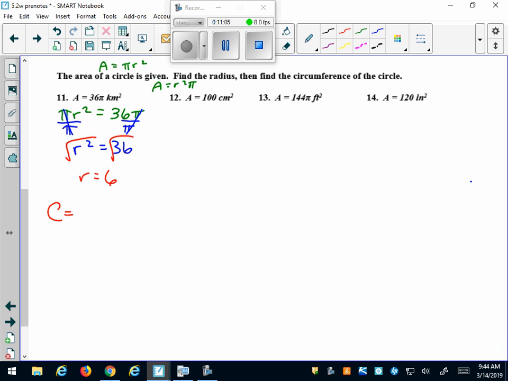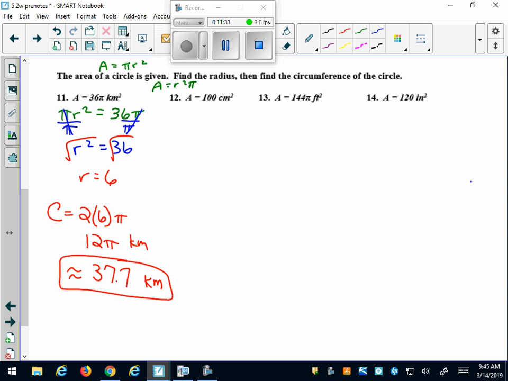So then it says find the circumference. So now we take the radius that we found, and we do 2 times that radius times pi, and we get 12 pi as our exact circumference, that's kilometers, and our approximate is 37.7. Circumference, is that kilometers or square kilometers? Plain kilometers, right.